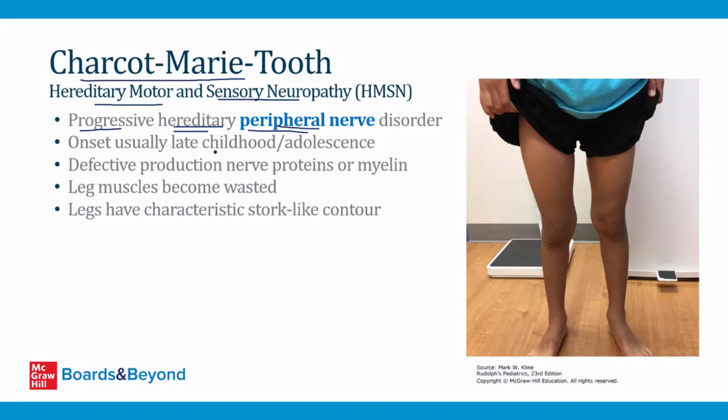The usual onset of this disorder is in late childhood or adolescence, and what happens is there's defective production of nerve proteins or myelin, or both, so that there's abnormal nerve function in peripheral nerves, especially related to the legs. This leads to weakness in the legs, but also the leg muscles become wasted from lack of proper innervation. As a result, the leg muscles become very thin, like in this picture shown on the slide here, and it is said that the child or the adolescent with this disorder develops a characteristic stork-like contour of the legs.